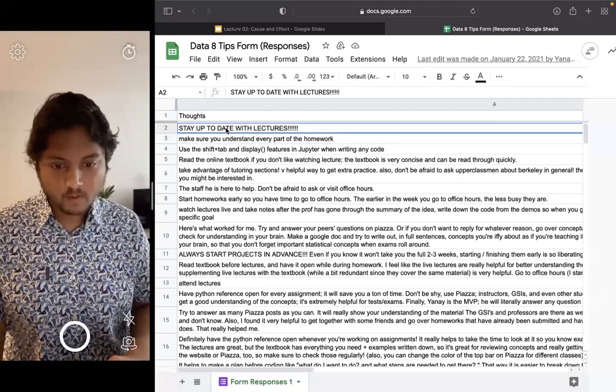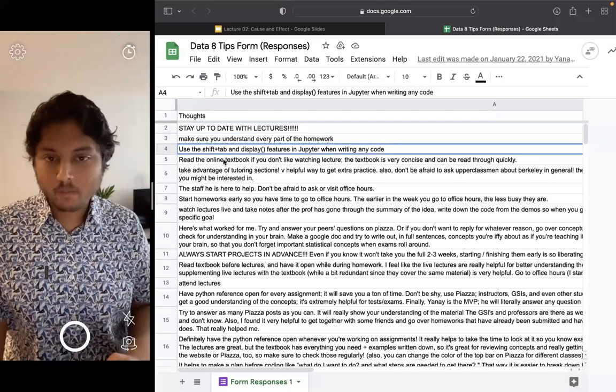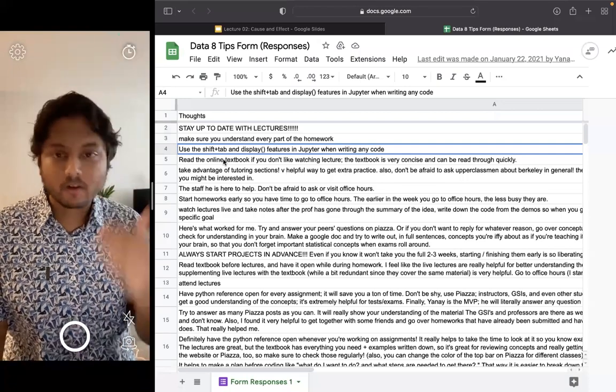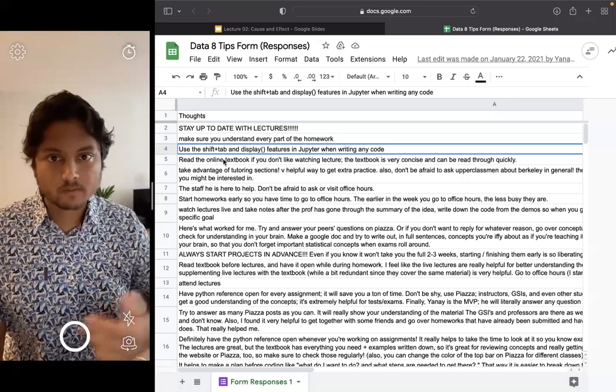But yeah, so stay up to date with lectures. That's a good one. Make sure you understand every part of the homework. So as you're doing the homework, make sure you're getting the concepts. If you're not getting the concepts as you're doing the homework, make sure you take some time to review them.